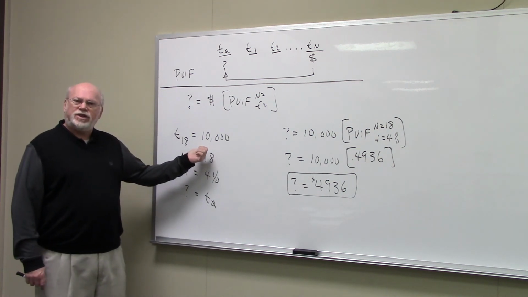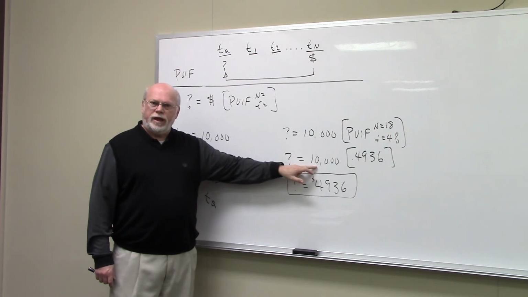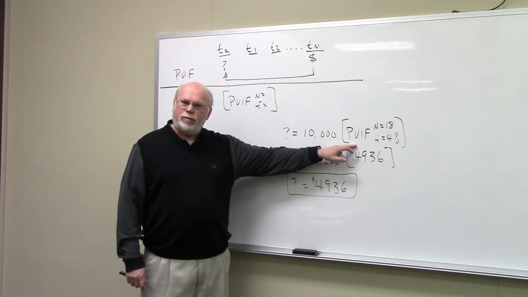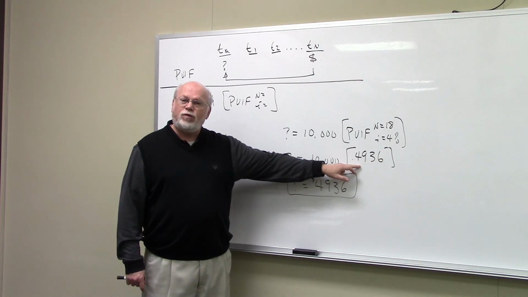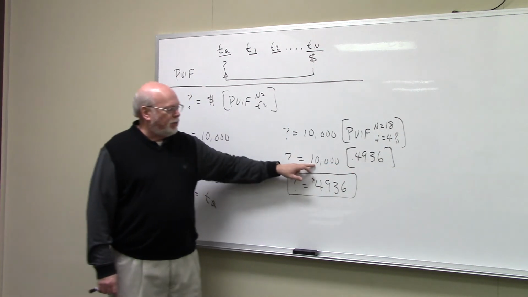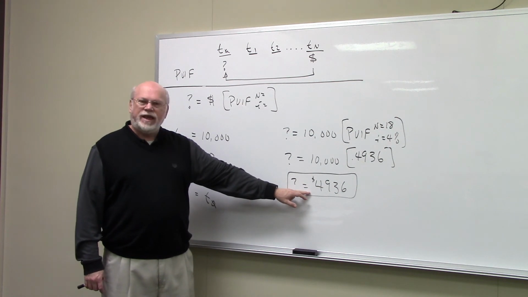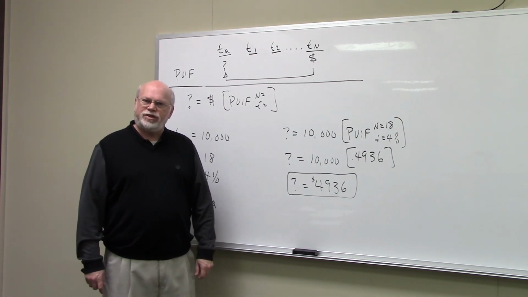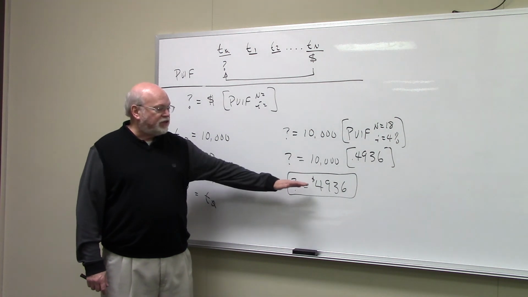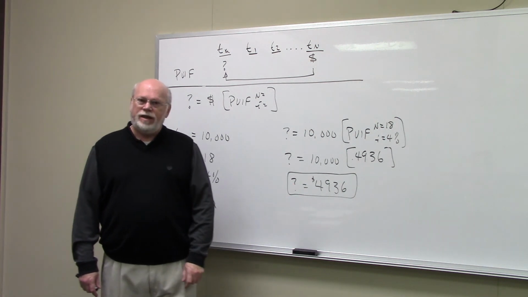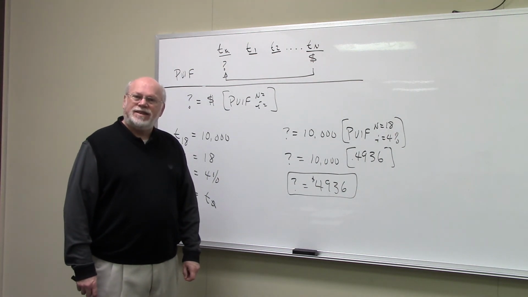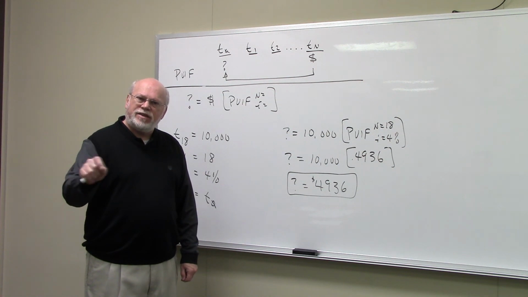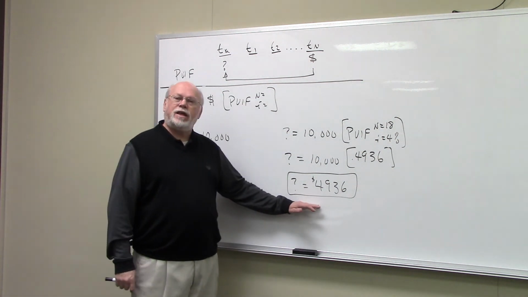So if we plug in what we know into this problem, we know that we're going to give the child $10,000 18 years from today. We go to our PVIF table. You look up N equal to 18 and I equal to 4%, and you'll find an interest factor of 0.4936. If you multiply that by 10,000, you get the answer, which is $4,936. So if you put $4,936 in an account today, and it earns 4% per year, 18 years from today, at T18, the end of the 18th time period, you'll have exactly $10,000.